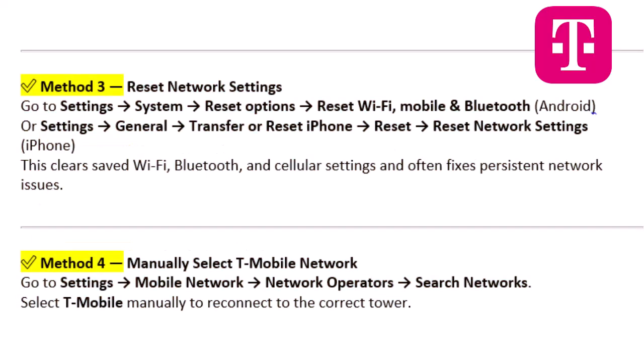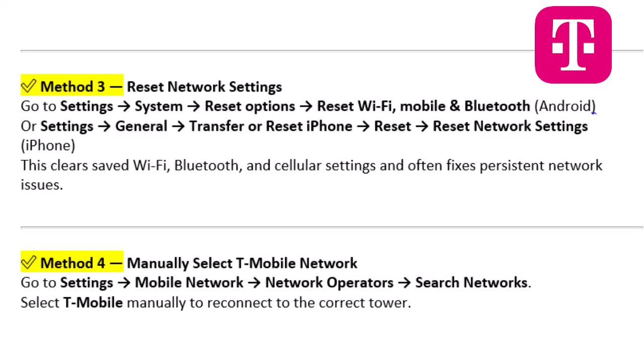Method 3, reset network settings. Go to Settings, System, Reset Options, Reset Wi-Fi, Mobile, and Bluetooth for Android, or Settings, General, Transfer or Reset iPhone, Reset Network Settings for iPhone. This clears saved Wi-Fi, Bluetooth, and cellular settings and often fixes persistent network issues.